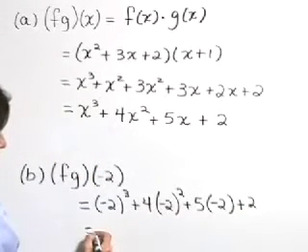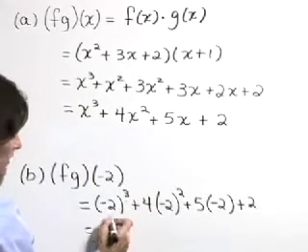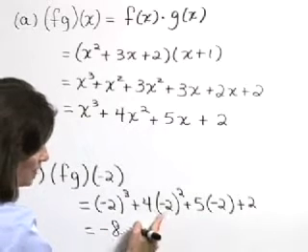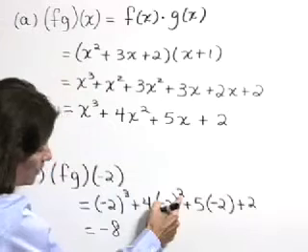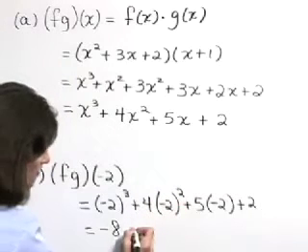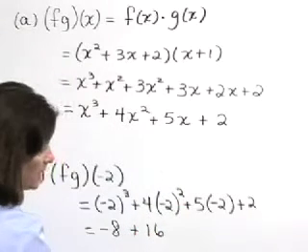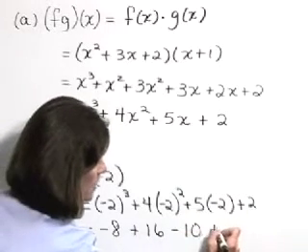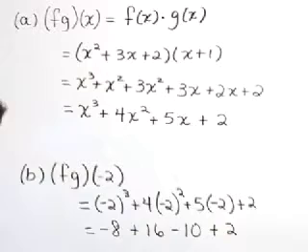And let's evaluate. Negative 2 quantity cubed is negative 8. With our second term, negative 2 quantity squared is 4 times 4 is a positive 16. Next, we'll have a minus 10 and then a plus 2.